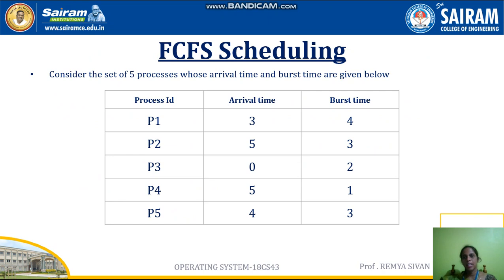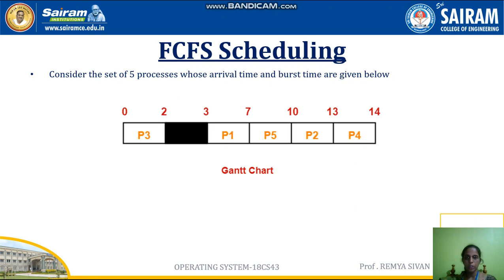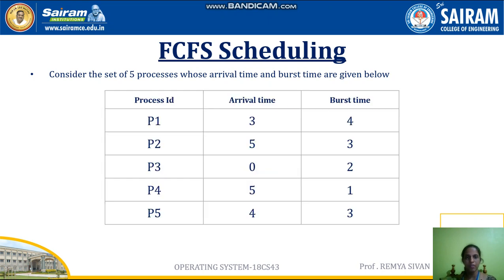Here the example is there are 5 processes, and the process arrival times are given, burst time also given. You have to draw the Gantt chart and calculate the average turnaround time. To draw the Gantt chart with first come first serve, tell me which process came first. By arrival time, P3 has come first, right? And P3's burst time is 2.